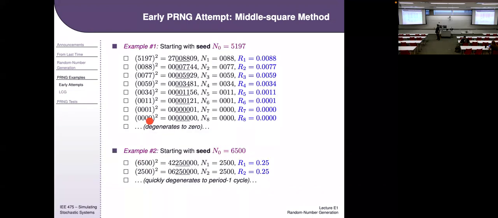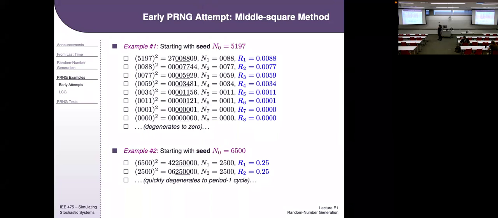And so here's an example that shows you one of the possible problems with that. You start out with this seed 5197, you square it, you take the middle 4, you get your random number. If you then start iterating here, then you can end up getting this degeneration to 0. So in other words, once the middle 4 hits 0, then you get stuck at 0 forever. And it's not that hard to end up getting these middle 4 coming down to 0. So that's one of the problems that you have.